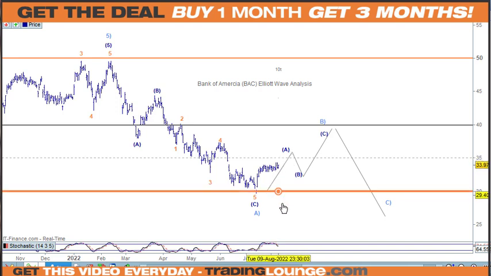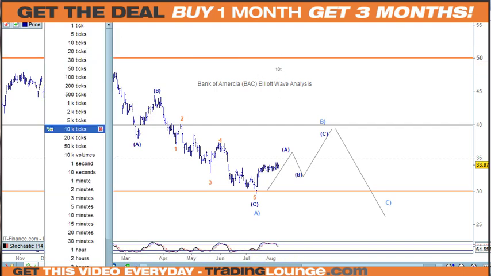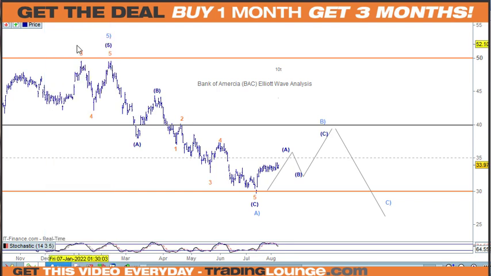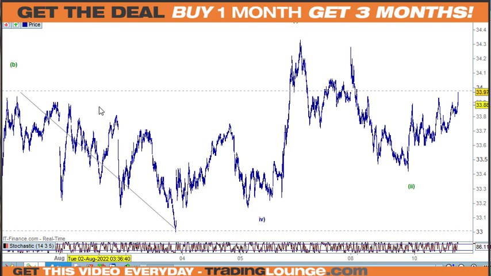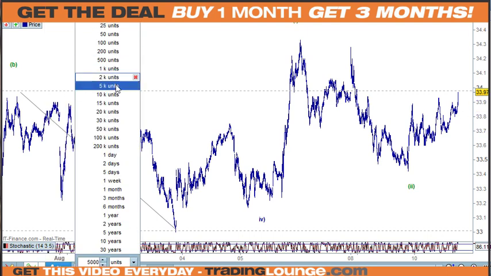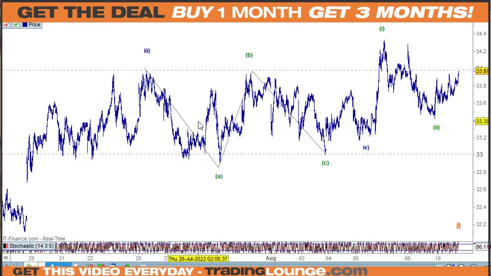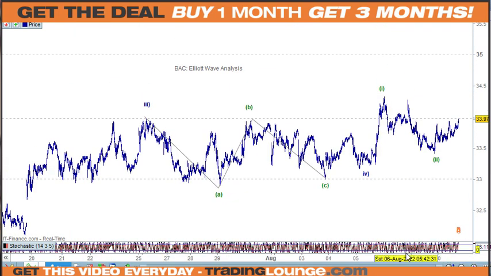So I think it needs to push up further, and that would be the same with the other banks as well. We'll just go to the 10 ticks here, from 10,000 ticks to 10 ticks, and have a look. Not that one, this one, we need some more. That'll do for the time being.